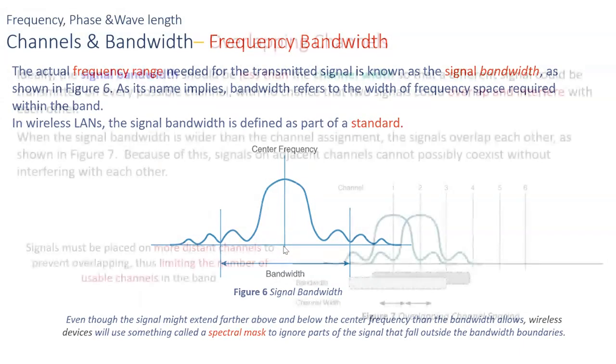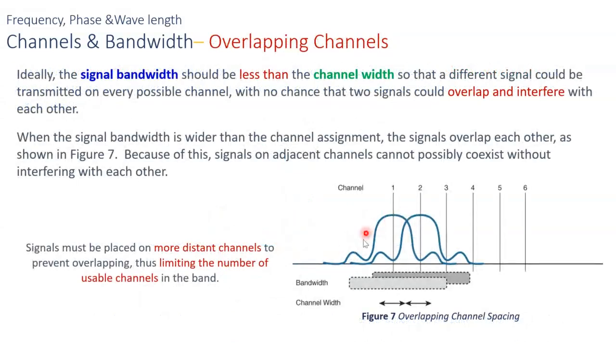Okay, this is the signal bandwidth. If I'm transmitting a signal on channel 1 and a signal on channel 2, I need to make sure that the bandwidth of signal 1 and the bandwidth of signal 2 are less than the channel bandwidth.